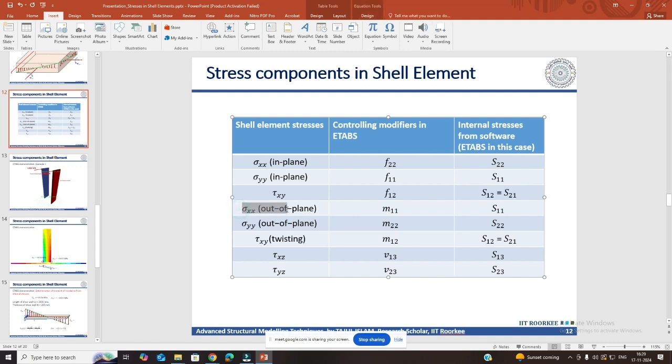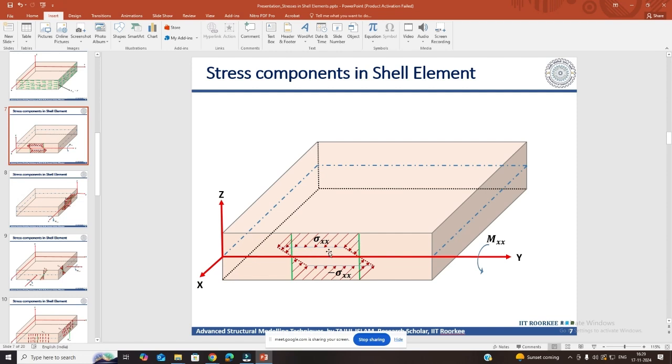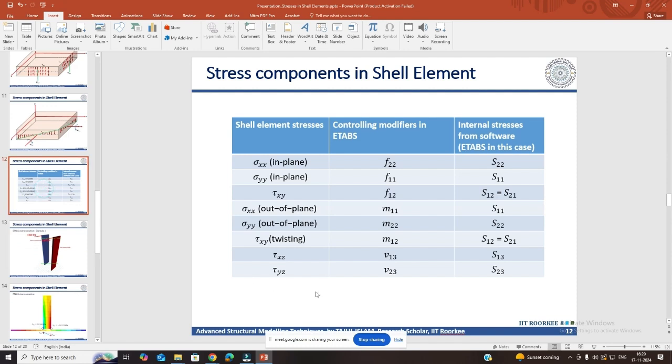Then again you have sigma xx. Now it is out of plane, and let us again see what it is actually. This one, this is also sigma xx, but it is now because of out-of-plane bending action. Okay, so to control this, again you have to use this parameter m11 in the ETABS stiffness modifier section, and correspondingly you have to check, sorry, this is again m22 not m11, m22, and this is S22, then this is m11, this is S11.